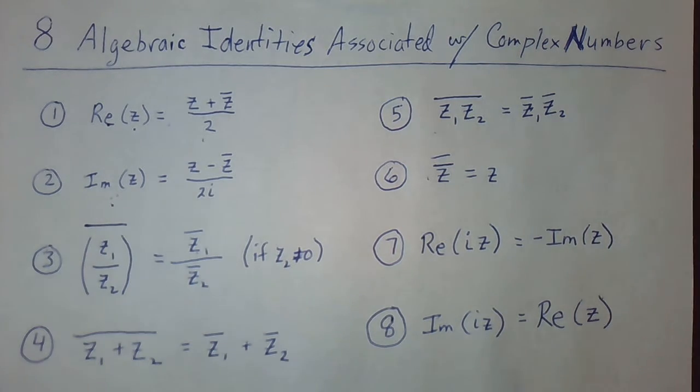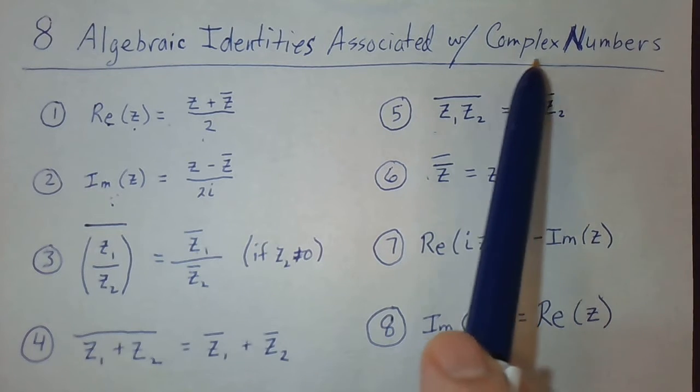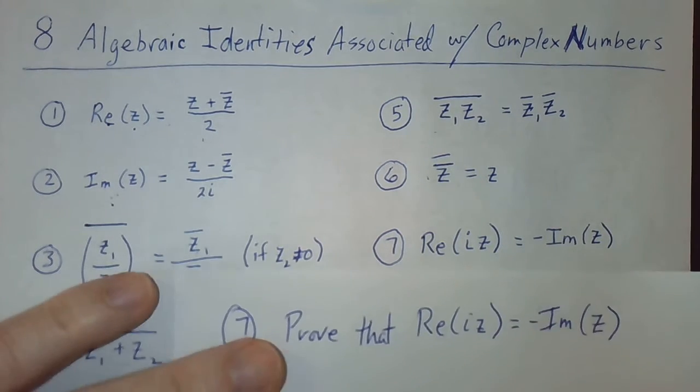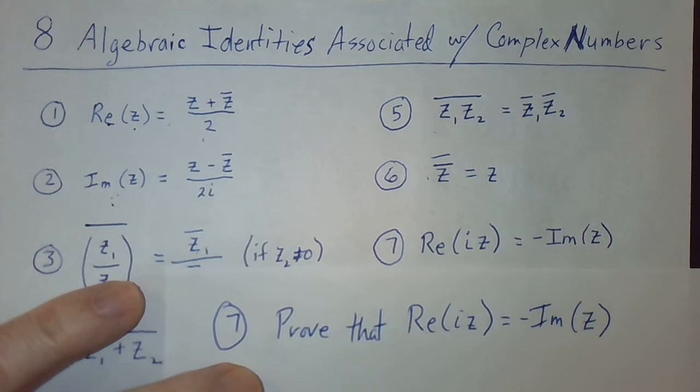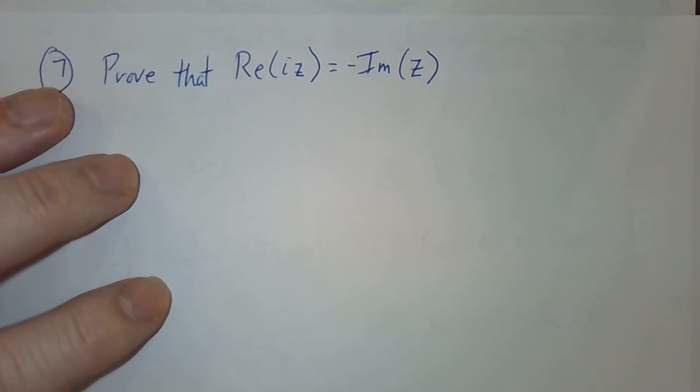Okay, we're down to proving the last two algebraic identities associated with complex numbers in our list of 8. We're going to do 7 and 8. So 7 is proving that the real part of i times a complex number z is equal to the negative of the imaginary part of z. So let's show what that is.